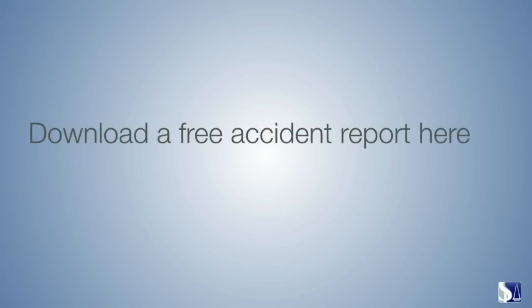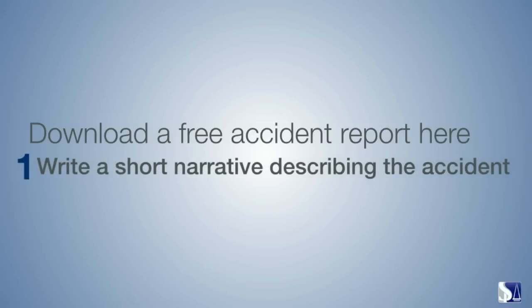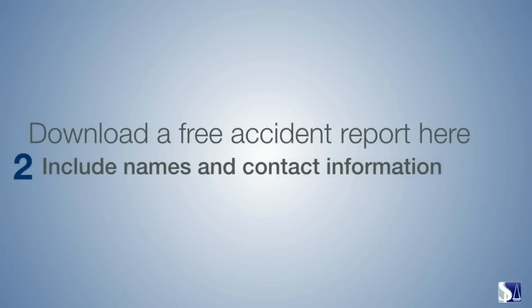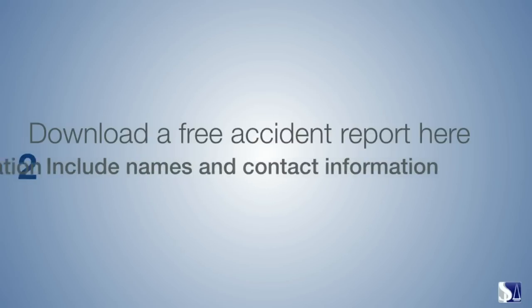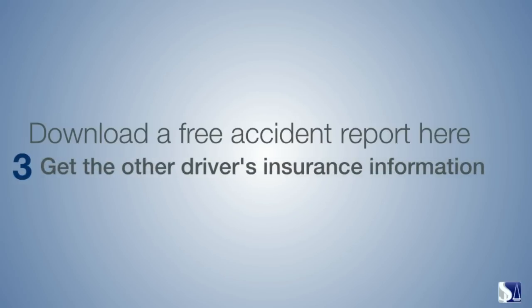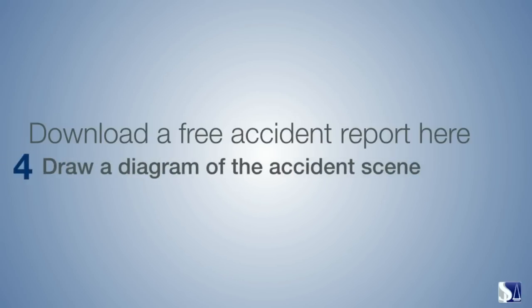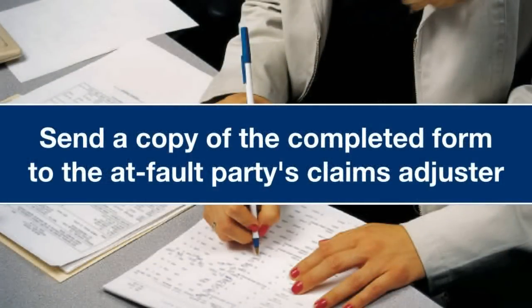When filling out the report, you'll write a short narrative describing the accident and the events leading to it. Include the names and contact information of the other driver, passengers, and any witnesses. Be sure to get the other driver's insurance information. It's also helpful to draw a diagram of the accident scene. Make sure you send a copy of the completed form to the at-fault party's claim adjuster.